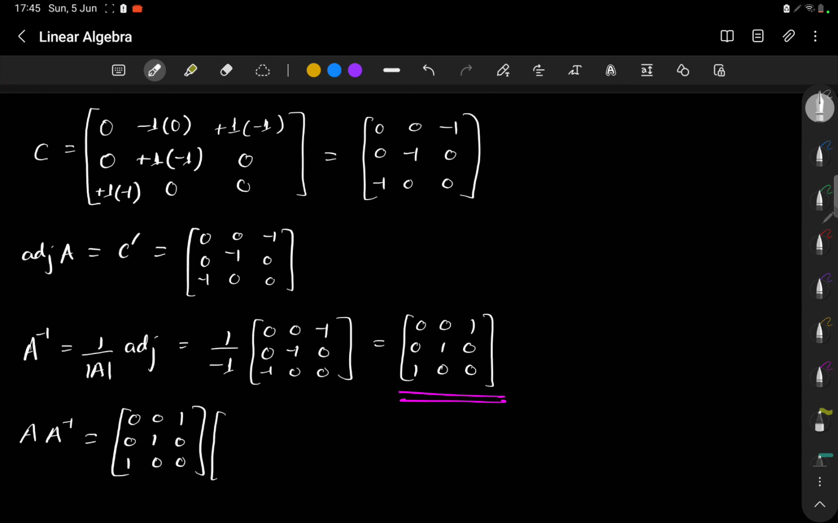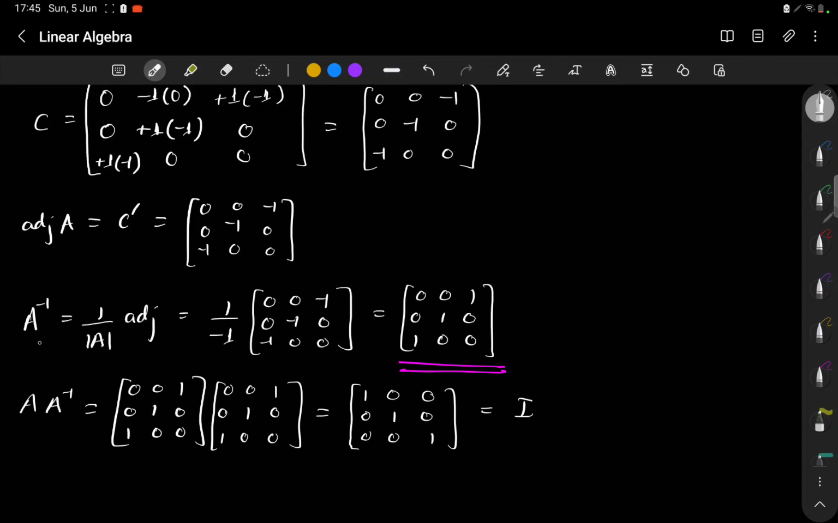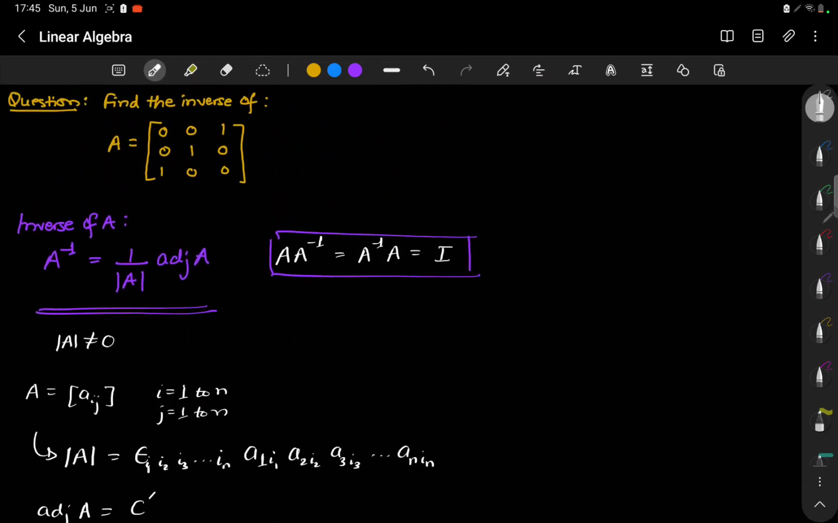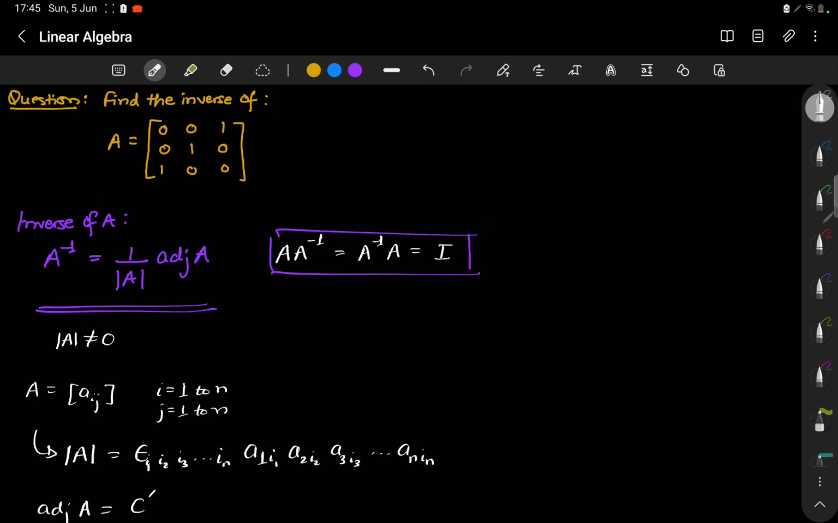So this is A times A inverse. So we see that A inverse is A in this particular case that we have. So this indeed gives us the identity matrix. This is the identity. So the inverse that we have found is indeed the correct inverse. So this solves the question, a simple question based on how to find the inverse of a matrix.